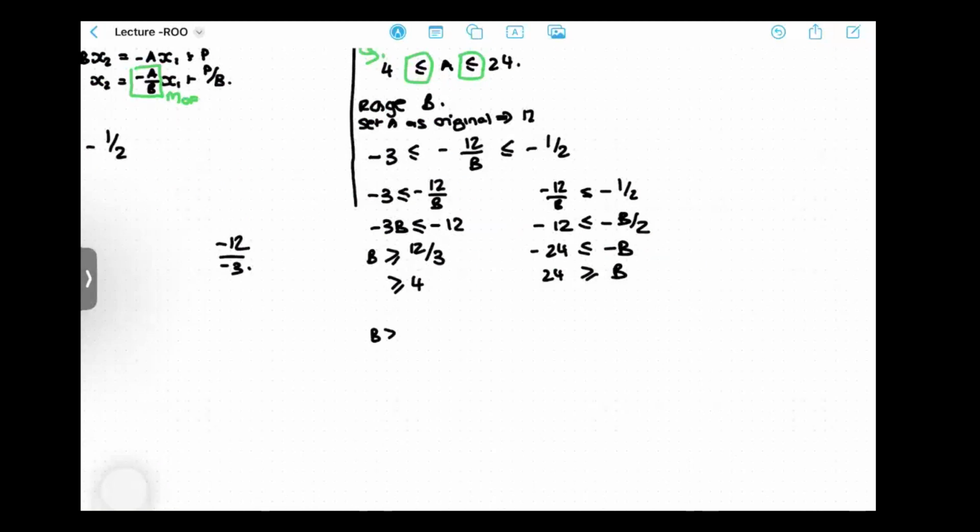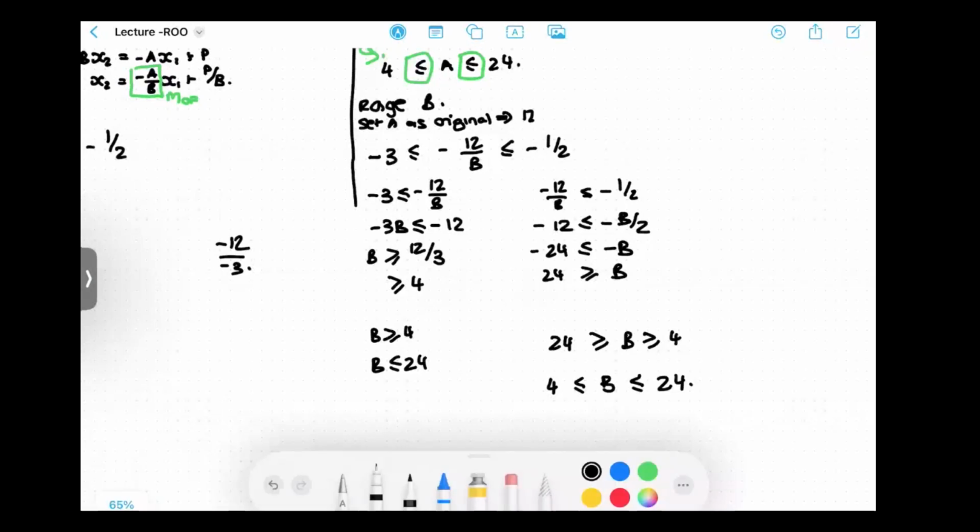If we have B must be greater than equal to 4 and we have B must be less than equal to 24, that's telling us that our range of B is greater than equal to 4, less than equal to 24. That's one way we can write it. We can also write it as 4 must be less than equal to B, and B must be less than equal to 24. And again, just make sure when you're filling it in what the signs are on the online documents, because both of those are equivalent.